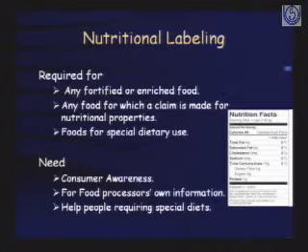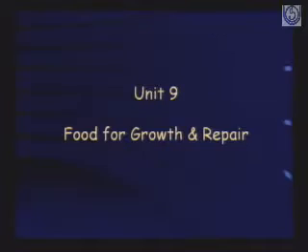It improves consumer awareness, and food processors will also come to know what kind of product they are manufacturing, and people who require special diets, for example, people who have a high cholesterol problem, would like to take a food which has low cholesterol. So by looking at the nutritional label, they can choose their food accordingly. So this ends our unit 8. Now we come to the next unit, food for growth and repair.